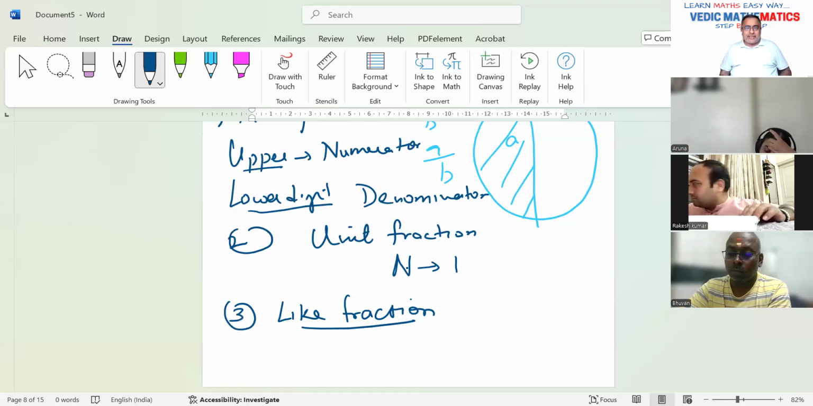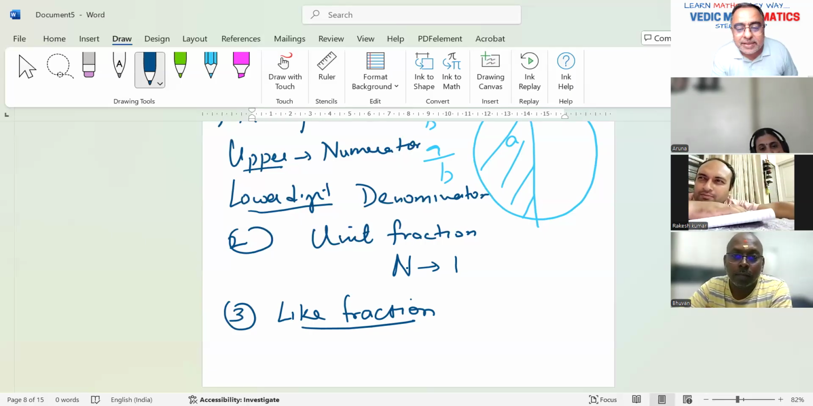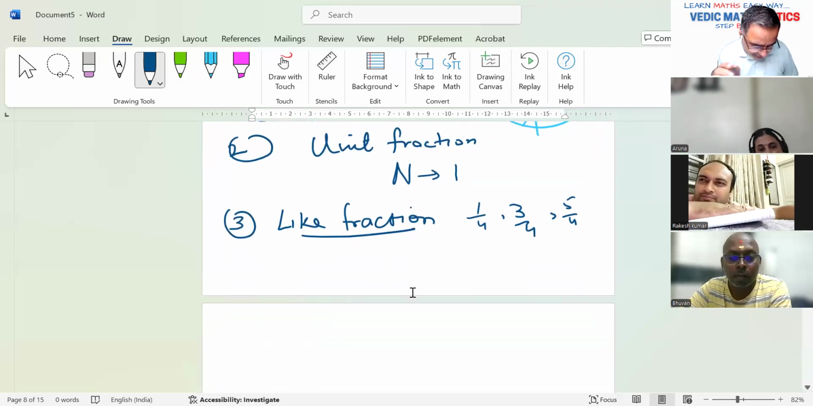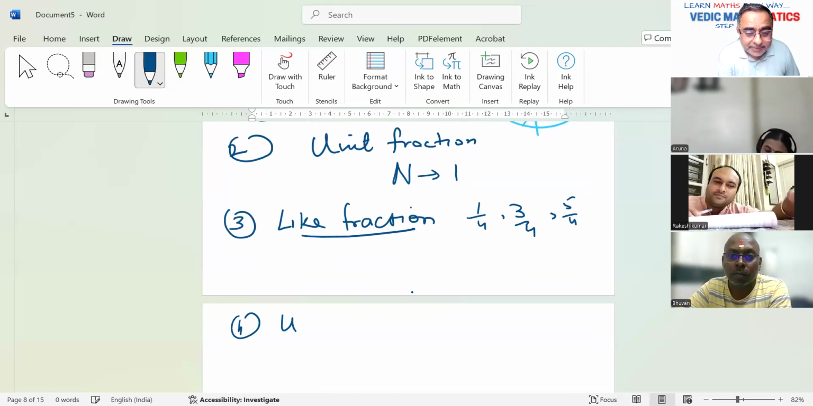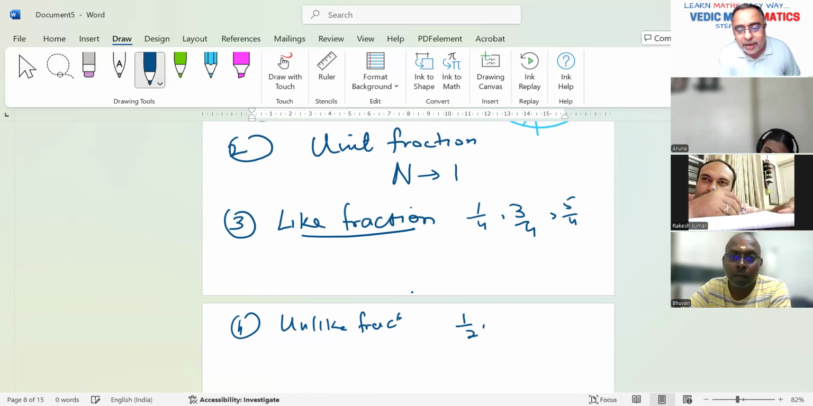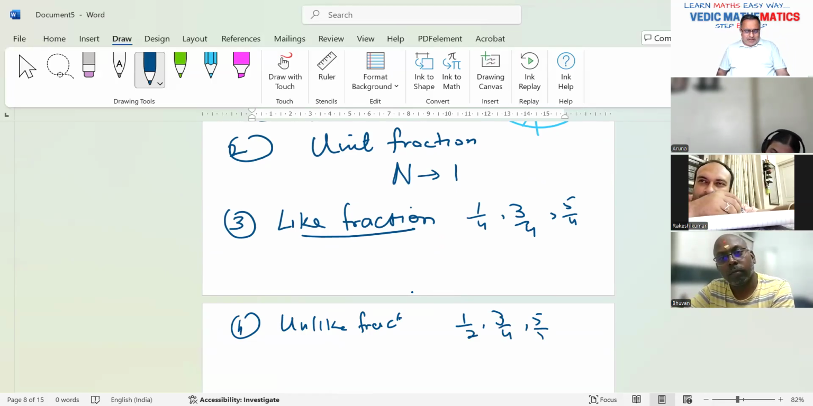Yes, what is like fraction? Denominators are same. Denominator is same. Okay. Yes, denominator 1 by 4, 3 by 4, 5 by 4, 2 by 4, anything. If denominator is common, they are called as like fractions. Unlike fractions: when denominators are different, 1 by 2, 3 by 4, 5 by 7. So this way you can have.